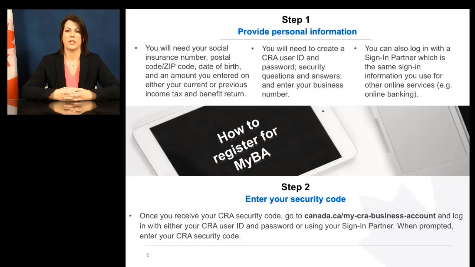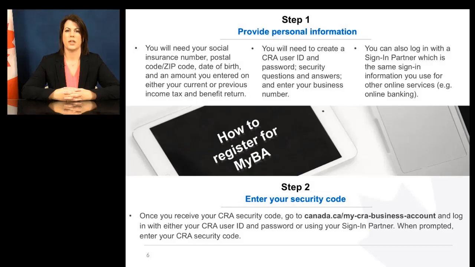You will then be asked to create your security questions and answers. Step 2. You will have completed Step 1. Depending on the method you choose, you will receive your security code by mail, or you can contact the CRA by telephone to obtain your CRA security code by email. After you enter your CRA security code, you will be prompted to enter your business number. You will then have access to all of the services available online.